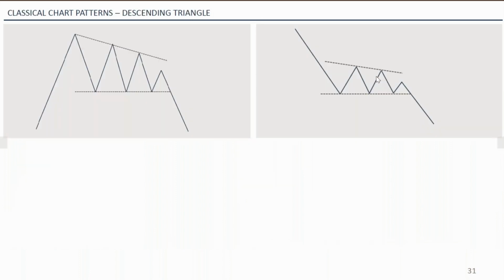Now we're going to look at the descending triangle. Descending triangle, we have two types. One of them is when it forms after an advance, acts as a top reversal, which is on the left hand side. The other one is after a downtrend, it forms as a bearish continuation chart pattern, and both of them are bearish chart patterns. The reason they are bearish is their downward sloping trend line.